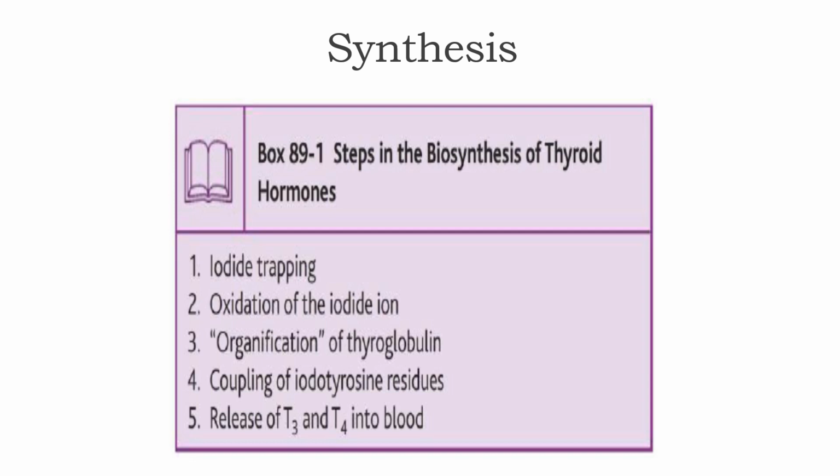Now what are the steps of synthesis of thyroid hormone? There are 5 basic steps. First step is the iodide trapping, followed by the oxidation of iodine ion. Then the third step is organification of thyroglobulin, that is incorporation of iodine into the thyroglobulin. And the fourth step is the coupling of iodotyrosine residues, and the fifth step is the release of T3 and T4 into the blood. Now we are going to see each of these steps one by one.